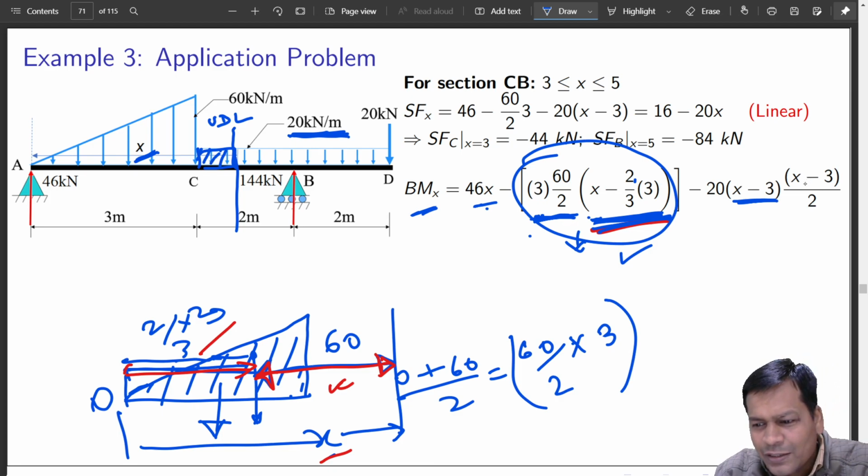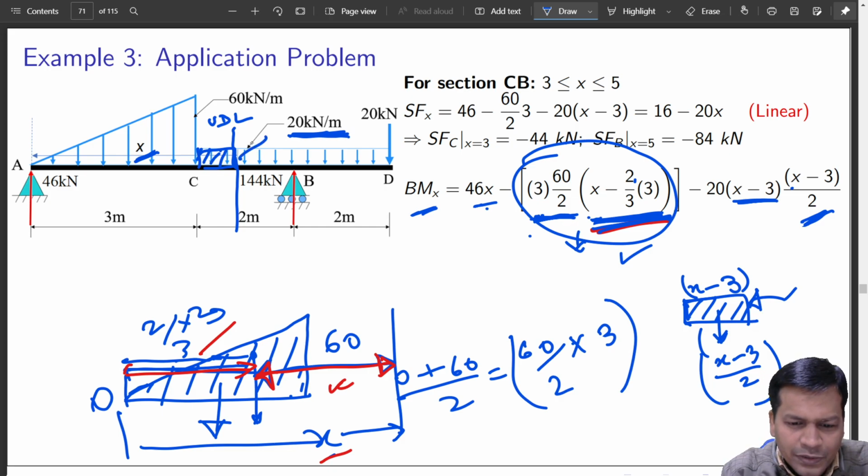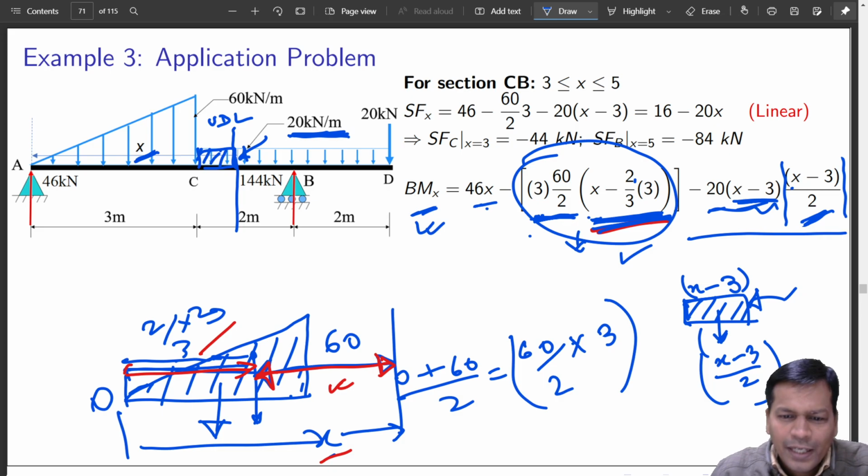It is acting at a distance of x minus 3 by 2, because it is a cuboidal load. So it exactly acts at the center. If this is x minus 3, it will act at a distance which is x minus 3 by 2, that is acting downwards, and I am interested at this section, okay. So this is the place where I am interested. So it is 20 into x minus 3 into, this is the load and this is the distance, okay. So that is what gives you bending moment at x.